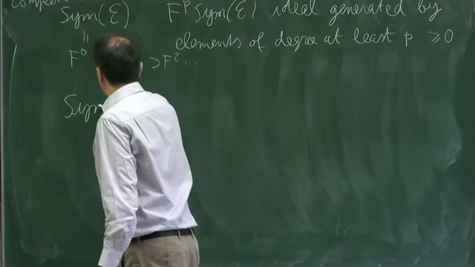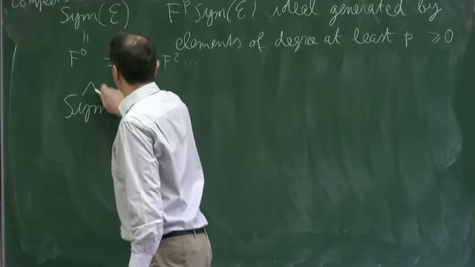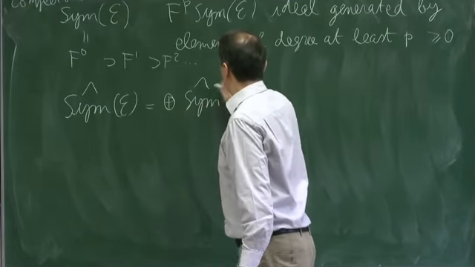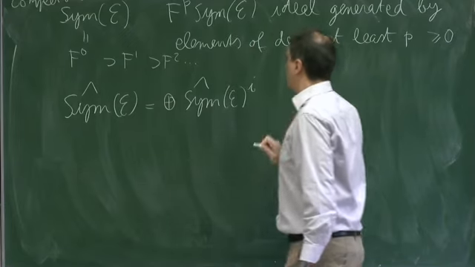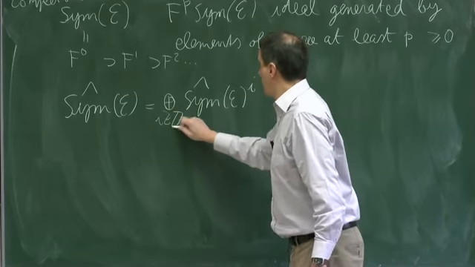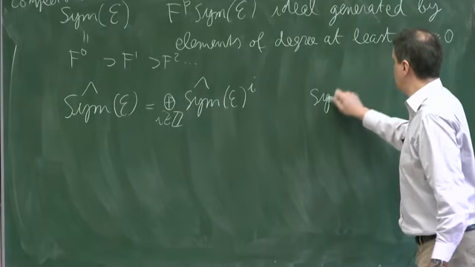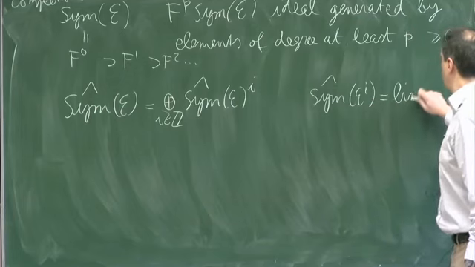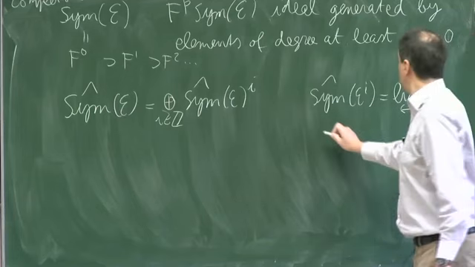So the completed Sym is the direct sum over degree i, and this is a completion with respect to this filtration.